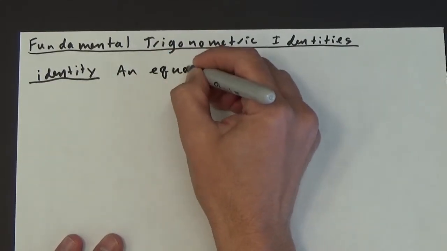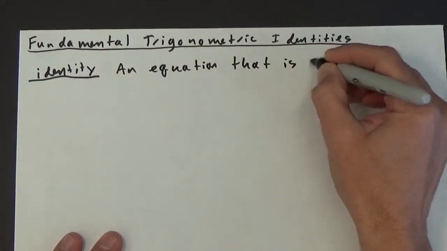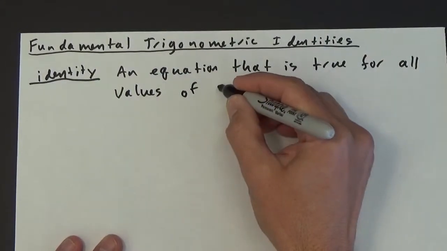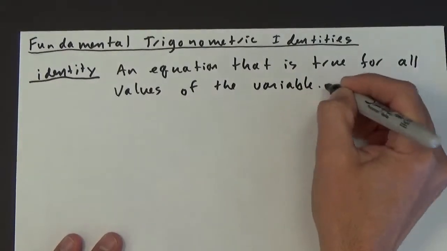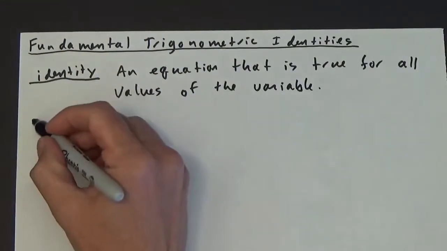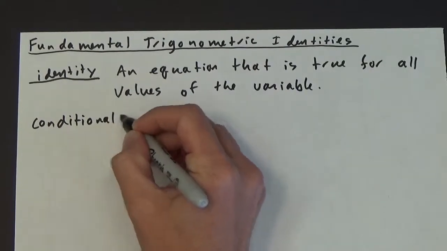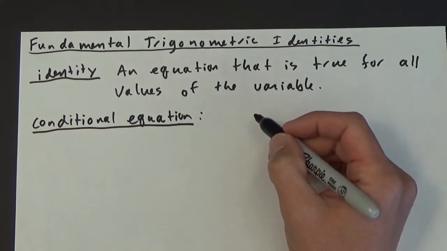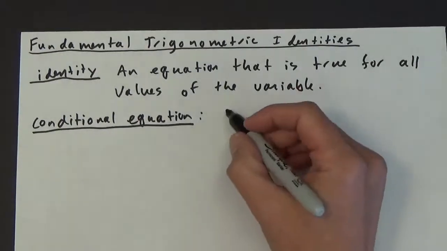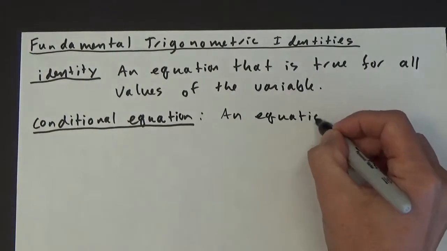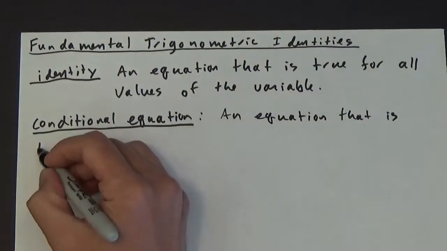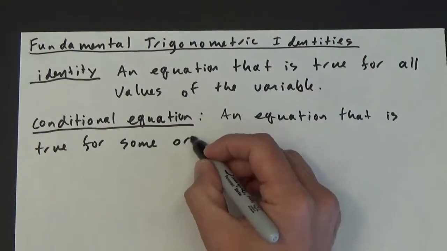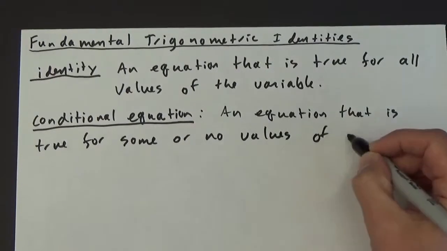So it's an equation that is true for all values of the variable. Now the other type of equation is a conditional equation. And a conditional equation is an equation that is true for some or no values of the variable.